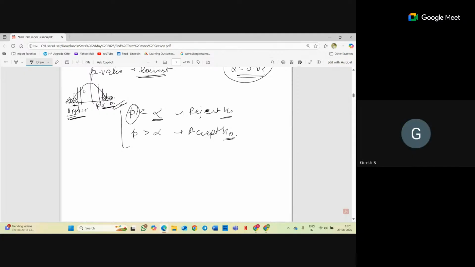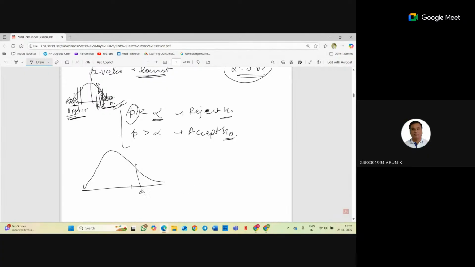Yeah, but we argue here that p is greater than alpha. This p-value is coming greater than alpha in the sense that it's on the right-hand side, right? Right-hand side. So this will be my p-value, right? Not the alpha. If p is greater than alpha, then this is my alpha.